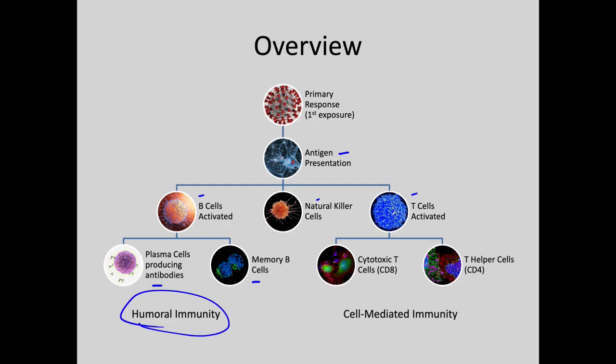Now, T cells will get activated and differentiate into what are known as CD8 T lymphocytes or cytotoxic T cells, or they are CD4 T lymphocytes known as T helper cells. T helper cells will also subdivide into multiple classes of T helpers. We will look primarily at T helper 1 and T helper 2. The T cell response is known as the cell-mediated response.